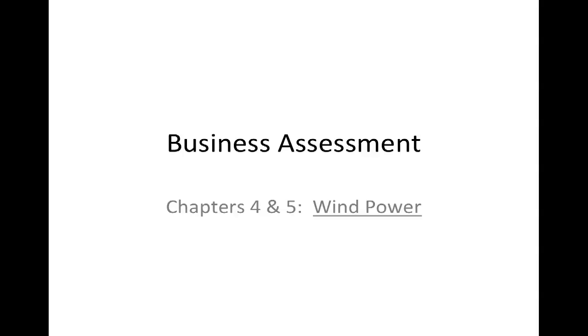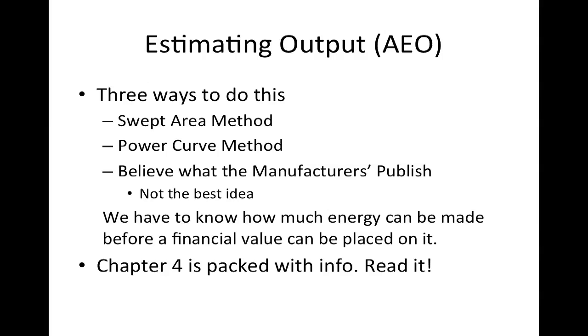Our next section is called Business Assessment. It covers chapters 4 and 5 of the text. There's three ways in which we're going to estimate the output of our turbine, known as the annual energy output. One of the ways is called the swept area method. We'll spend most of our time there.